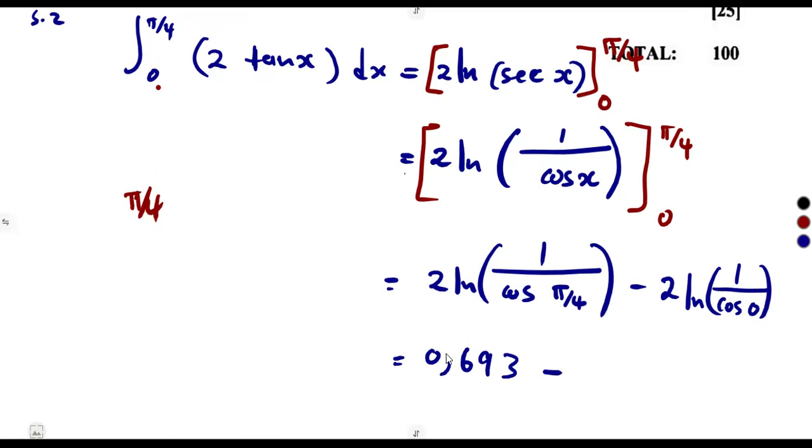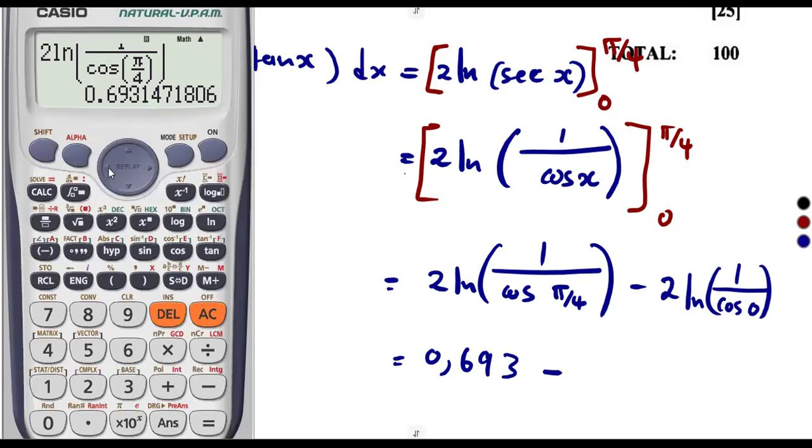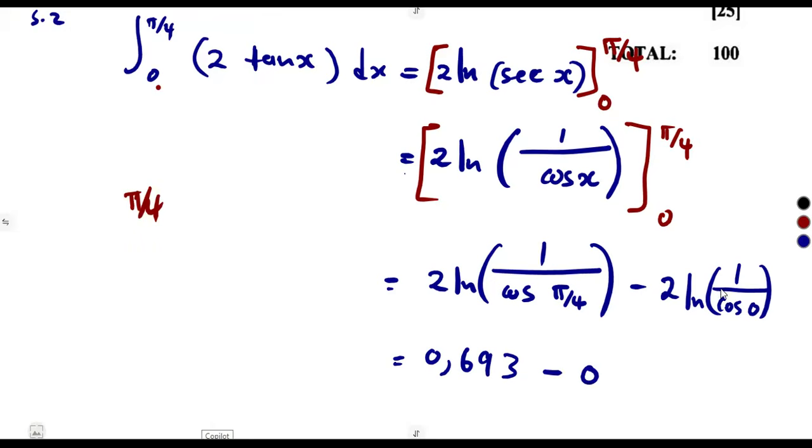That's going to be 0.693 minus the other one. When we have a 0 there, if you put a 0 here, the whole of this part is now a 0. So that was going to give us a 0, guys. This whole part, 2 ln of this, was going to give us a 0. And with this part, that's going to be 0.693 that we are going to have there at the end.